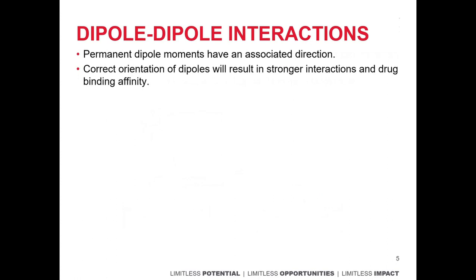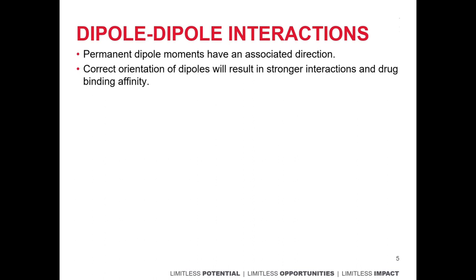So we've just seen what happens when you have transient dipoles induced, but what if you have permanent dipoles on groups such as carbonyls, for example? Well, permanent dipole moments also have an associated direction, and so correct alignment of these dipoles will result in much stronger interactions than when using van der Waals forces. And they can be used to help the drug bind into its binding site. So the inclusion of these permanent dipoles can increase the strength with which the drug binds to a binding site.